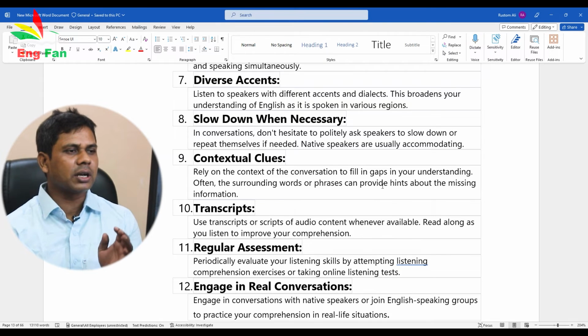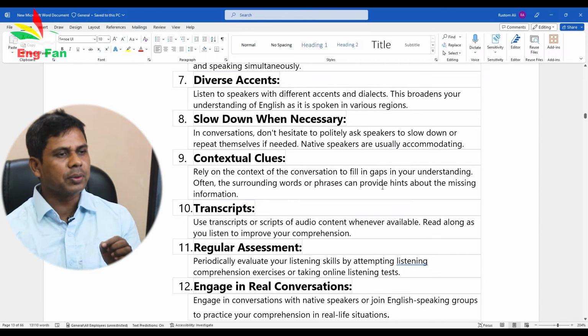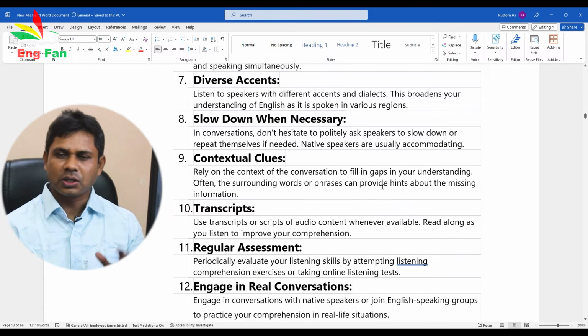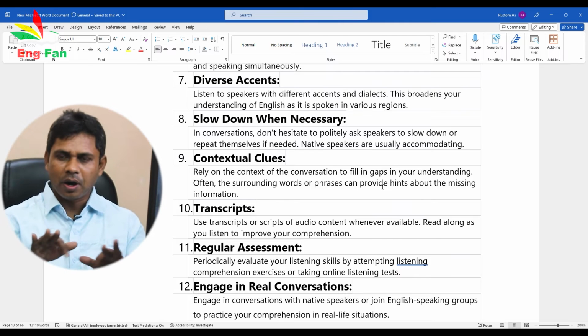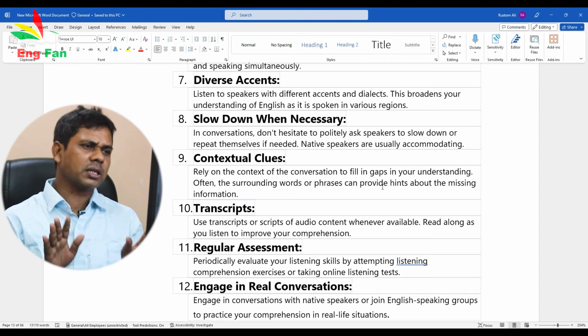Slow down when necessary. In conversation, don't hesitate to politely ask the speaker to slow down or repeat themselves if needed. Native speakers are usually accommodating. So you can never say that you make your speech slow, you make your speech loud. You can never say. You have to try to understand all this.